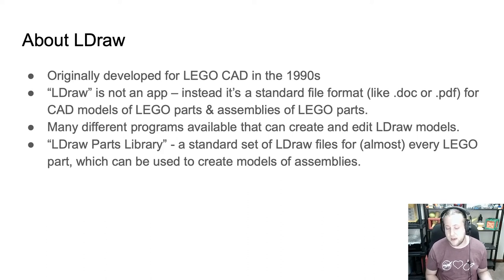And alongside that file format, there is what's called the LDraw Parts Library. And that is a standard set of files for basically every individual part. So we have in the library a file that is just a 2x2 brick, and a file that is just a 2x4 brick, and a file that is just a minifigure head. And using our editor, we can create different assemblies of these parts, these files, and save that in the LDraw file format too.